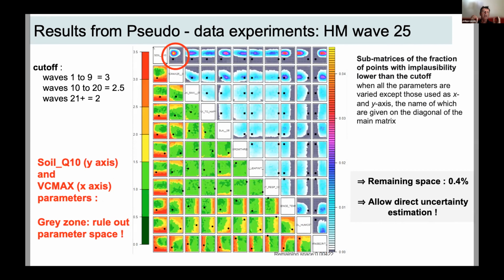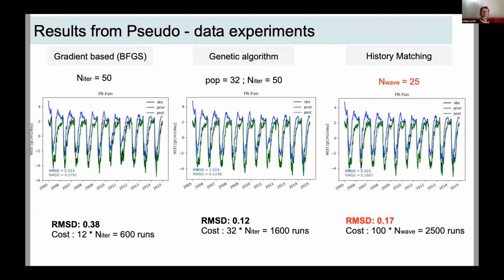that all these values for combinations of VC max and soil Q10 are implausible given the criterion of 3 sigma that we use. Whatever the other combination of parameters, you never can get a decent fit with these Q10 values. So basically, it's shrinking your space, and the gray zone means you have shrunk all this space. And the rest is plausible. You haven't found the solution, but it's plausible. And the lower graphics explain a bit more on that. So this is typically how we do it.